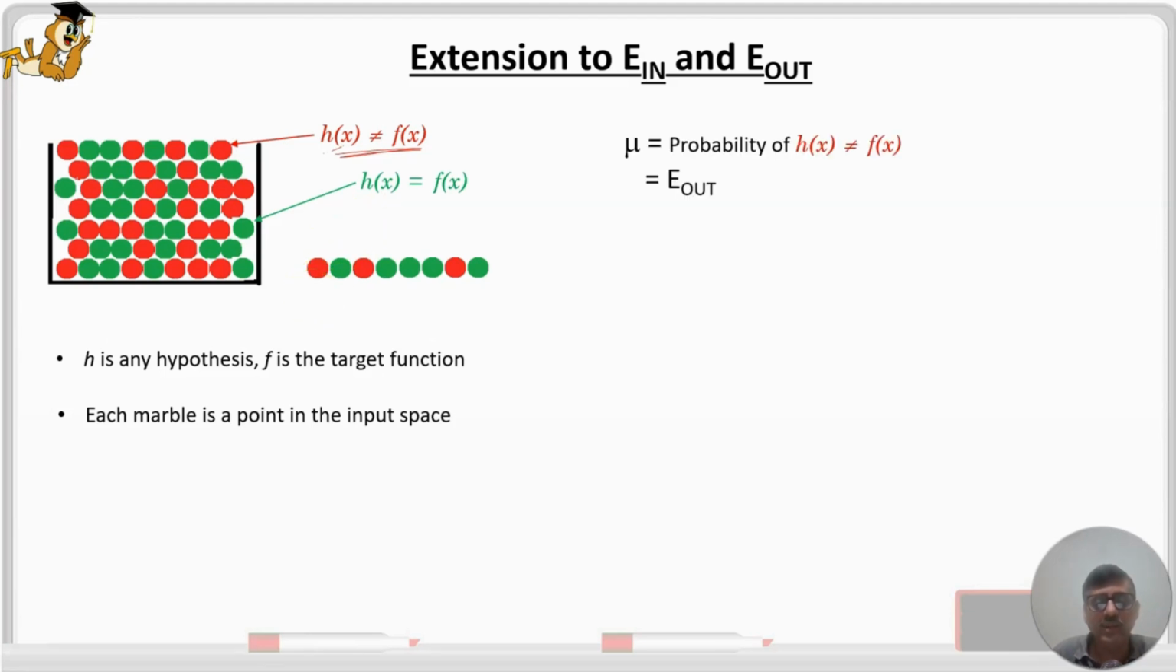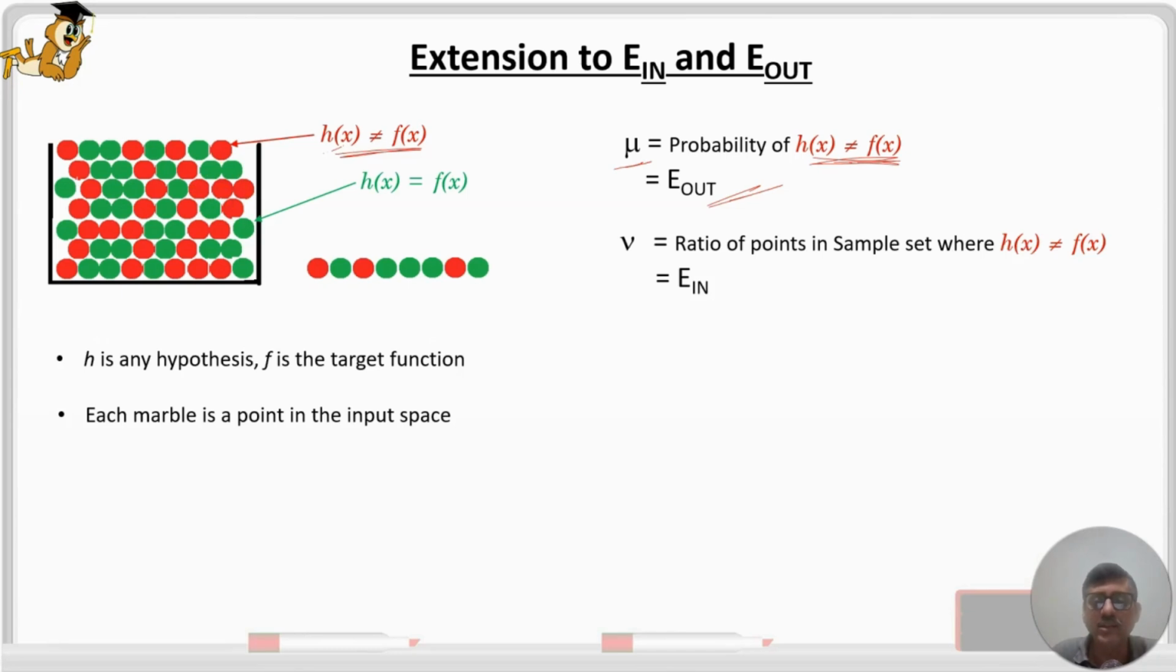So with this sort of coloring, what do we have? We have mu. Mu is now the probability of h of x not being equal to f of x, and this is indeed Eout. On the entire input space, mu is now Eout, which is the probability on all unseen data, that means the entire input space.